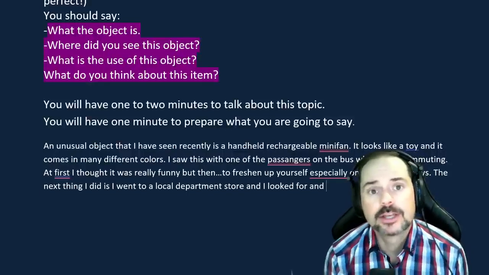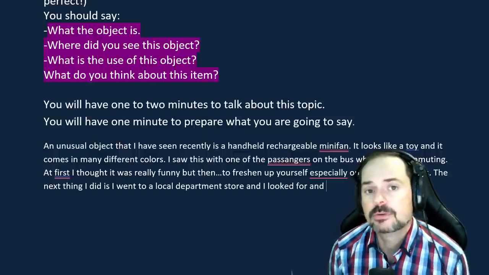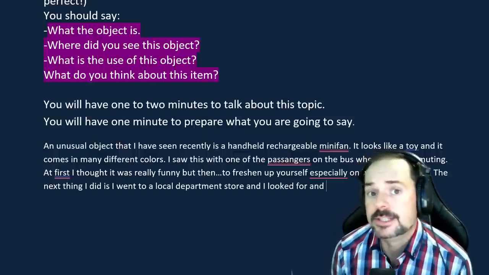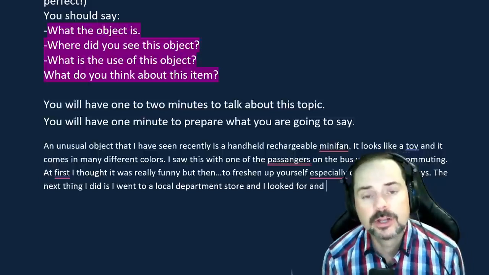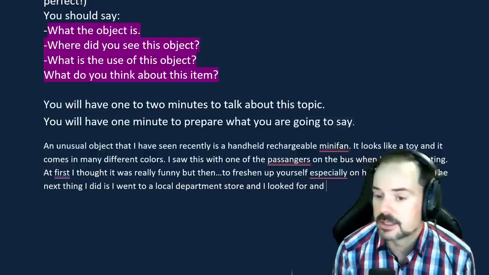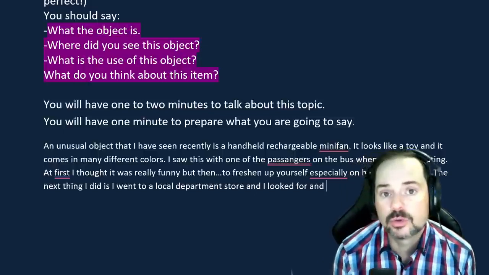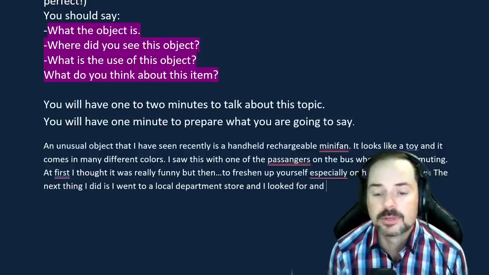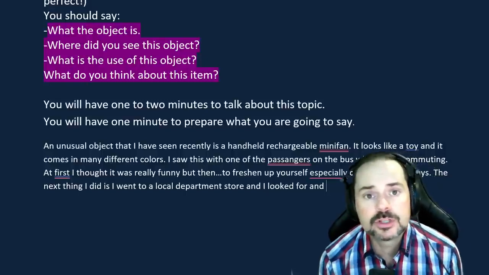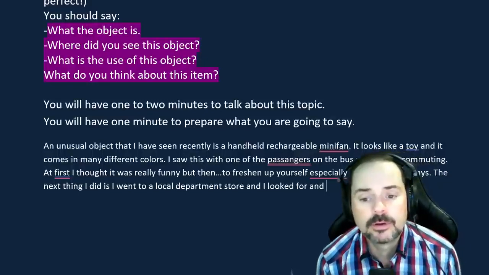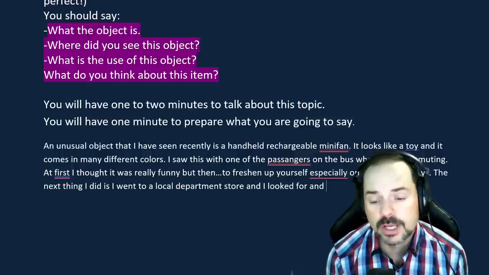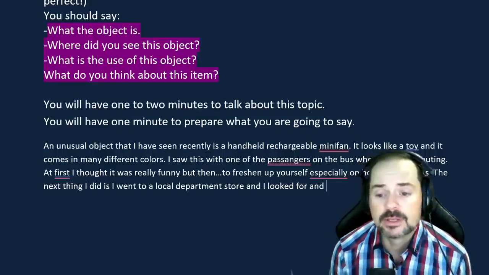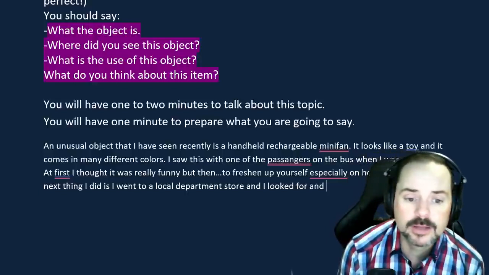I know what you're talking about. I can empathize with you, and you're giving me good detail. So you told me what it is. It's a handheld, rechargeable mini fan. Clear picture. You said it looks like a toy. I like that simile. And you told me where you saw it. You said that you saw one of the passengers using it on a bus while you were commuting. Nice use of vocabulary. Passengers, commuting.